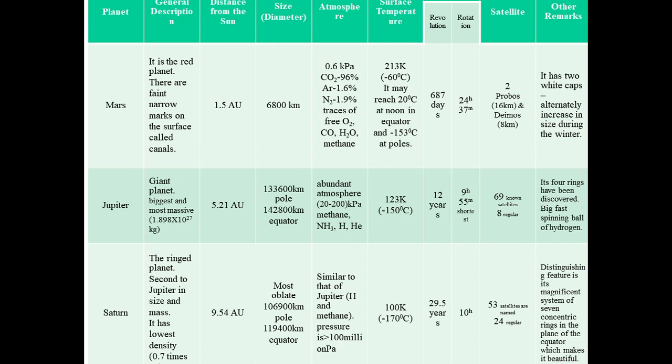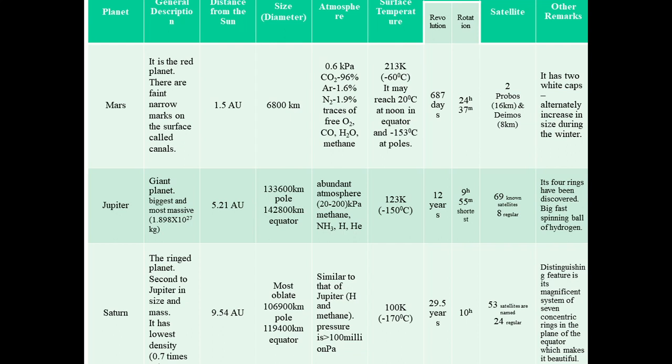The surface temperature is a little lower than the Earth's, around 213 Kelvin, that is minus 60 degrees Celsius. It may reach 20 degrees Celsius at noon at the equator and minus 153 degrees Celsius at the poles, but the average temperature is taken to be 213 Kelvins. The period of revolution of Mars around the Sun is 687 days, so it takes nearly 1.9 years, and the rotation period is 24 hours 37 minutes, almost the same as that of Earth.